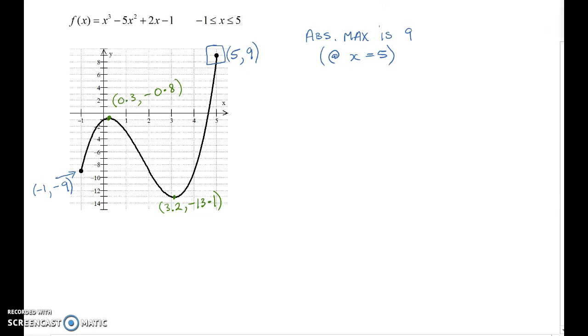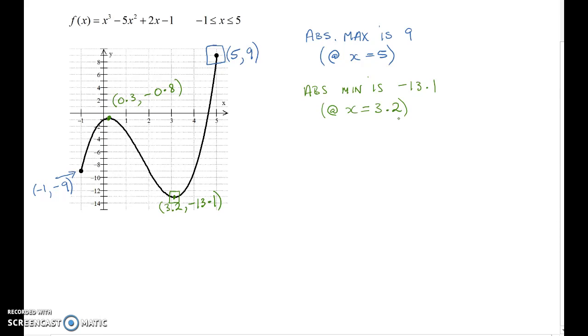Similarly, we have the absolute minimum, which is the lowest point on the graph. And that would be this point down here. It's the lowest point on the graph. So the absolute minimum is -13.1, again a y value. And if you're required to give it, you would write down that it's located when x is 3.2.